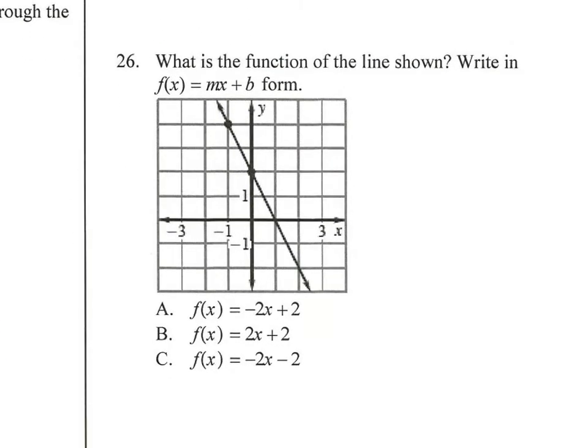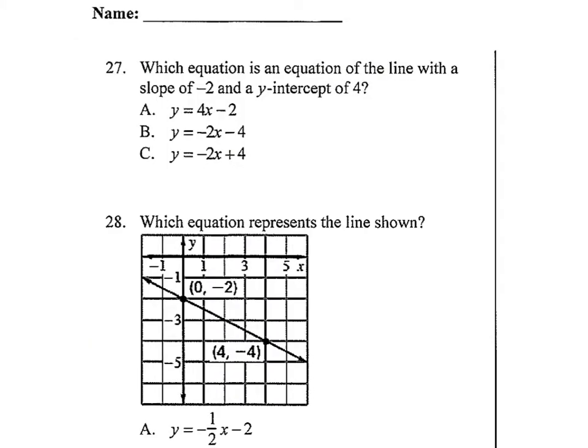26, what is the function of the line? So basically, identify, first looking at the line, who's the b, the y-intercept? Where's it crossing the y-axis? Okay, that's going to be these last numbers. So it should eliminate one of them right away. And then go from this point to this point and determine what is your slope. Okay? And determine then A, B, or C for that function.